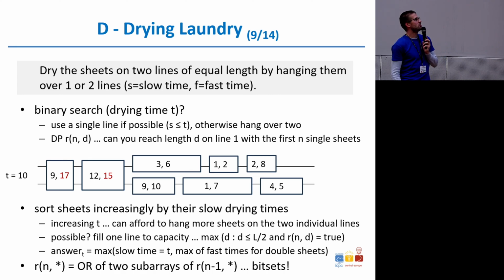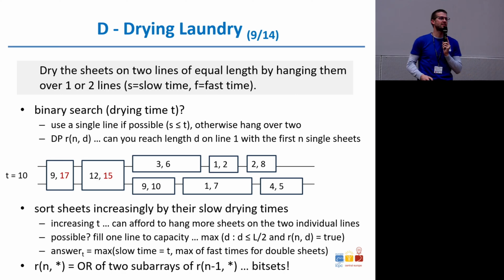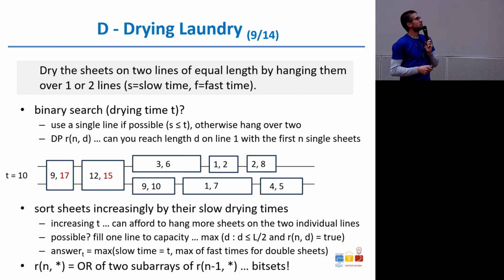Okay, so it is a solution, but it's not fast enough. So how can we improve on this? The first observation is that there's no need to do a binary search. We can sort these sheets increasingly by their slow drying times, and just keep increasing the set of sheets that we are using in this dynamic programming.